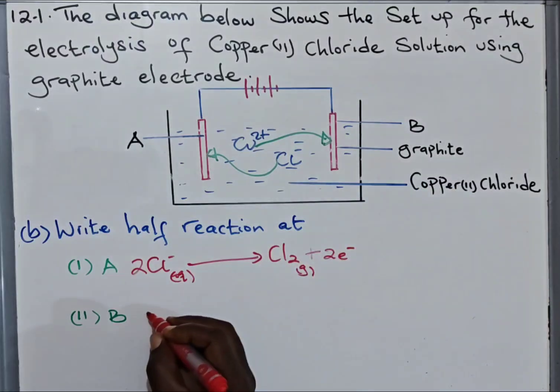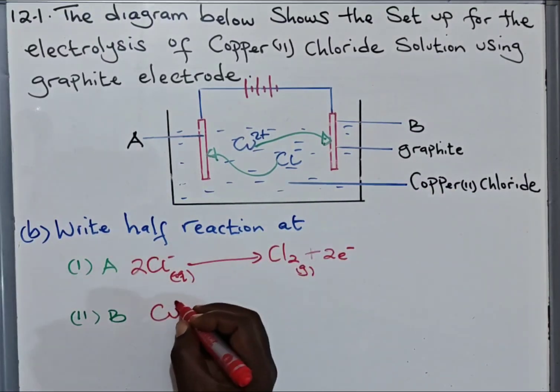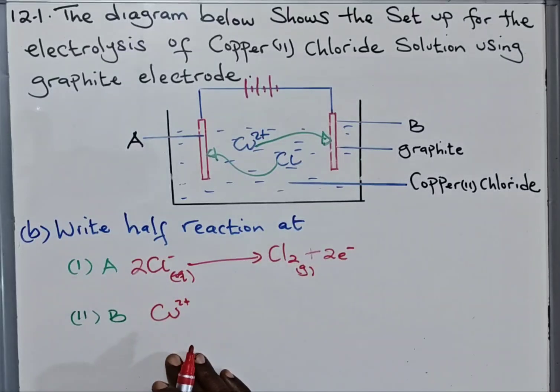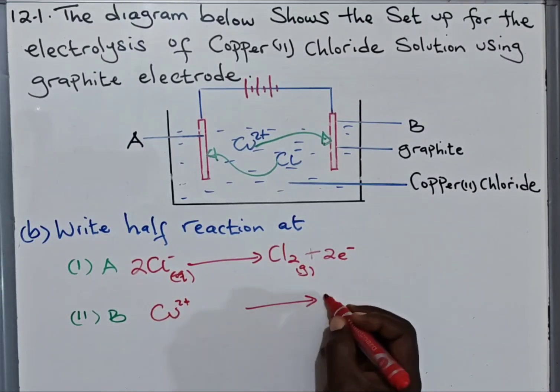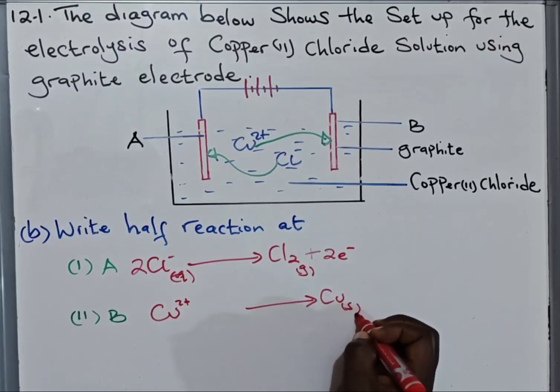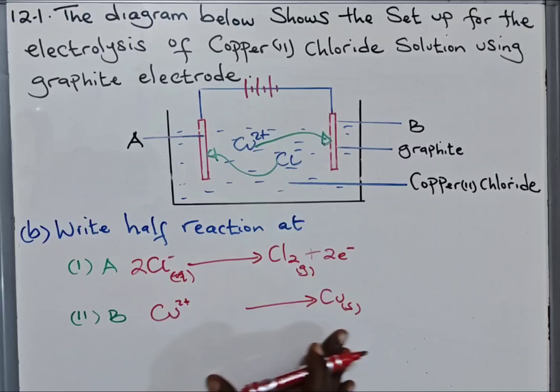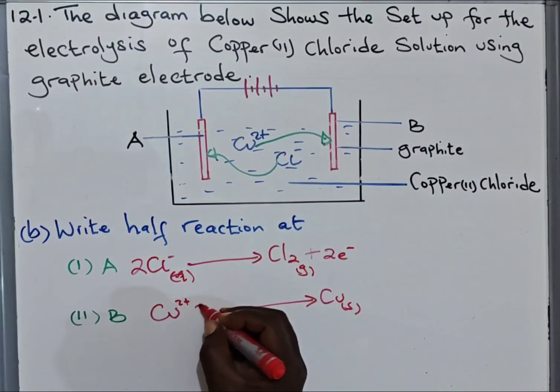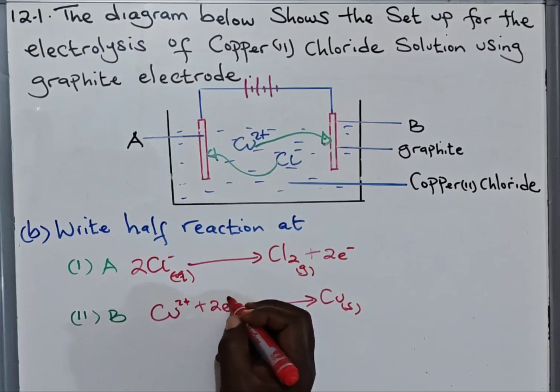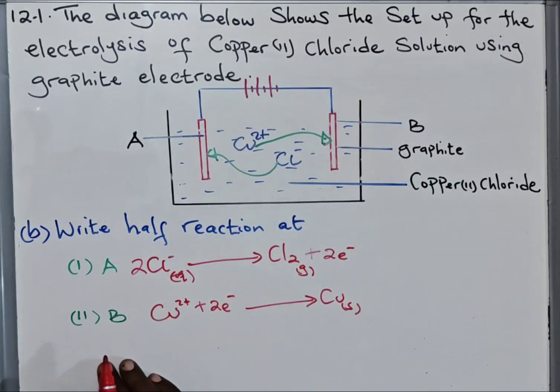So what is going to happen here? We're having our copper ions moving to B, and they are going to undergo reduction, implying that they are going to change into copper solid. So in this case, how do you balance this reaction? Because remember, the 2 sides have to balance by putting 2 electrons here. So this is the half reaction which takes place at B, which is cathode.